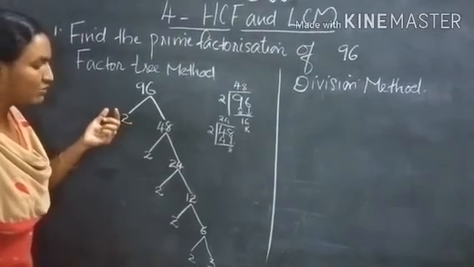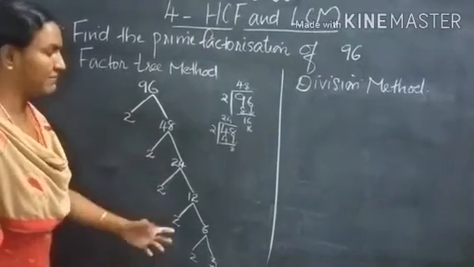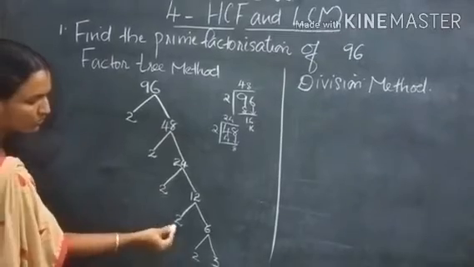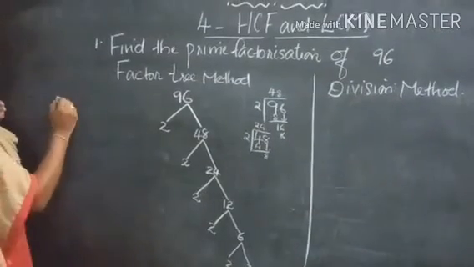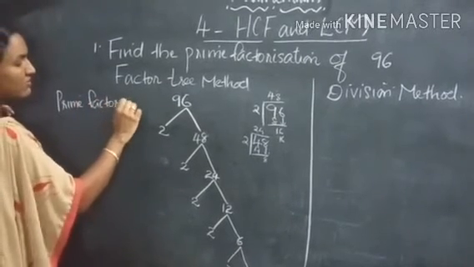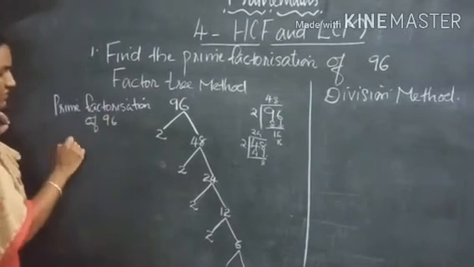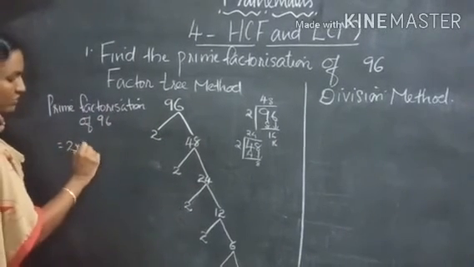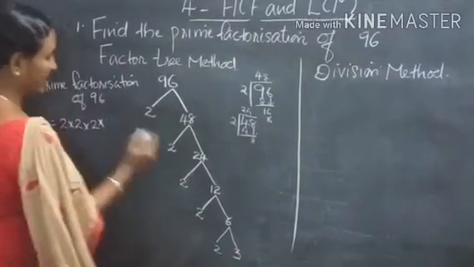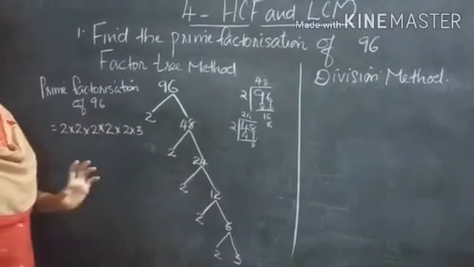Last, we have to multiply all the prime numbers, the product of prime numbers. So here the prime numbers are 2, 2, 2, 2, 2 and 3. Prime factorization of 96 is equal to 2 into 2 into 2 into 2 into 2 into 3.